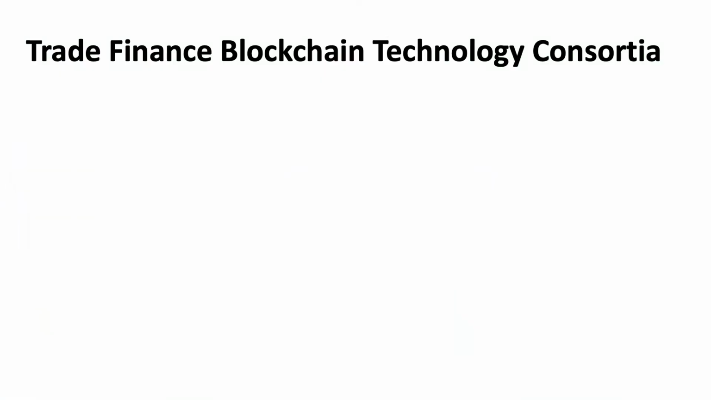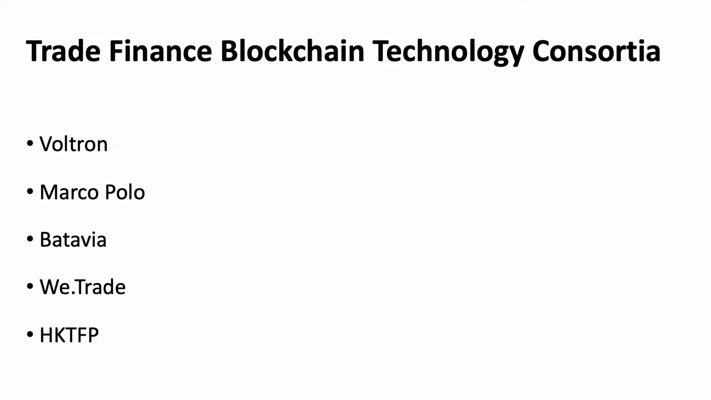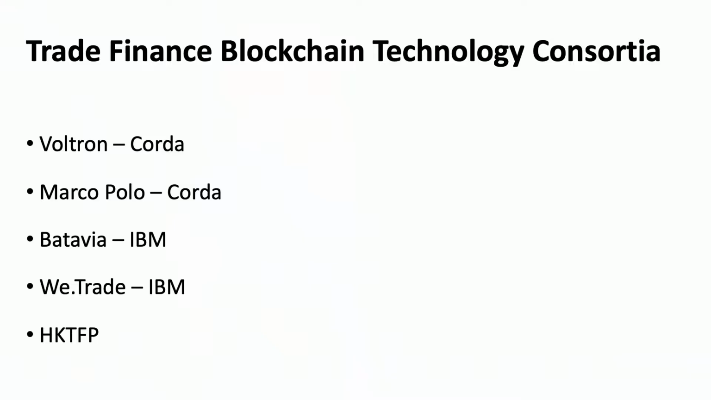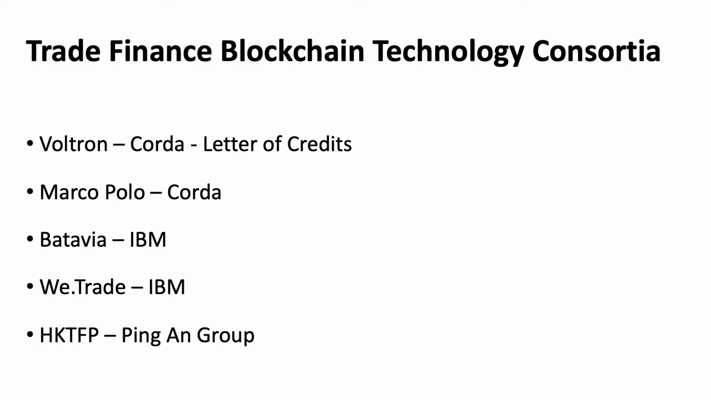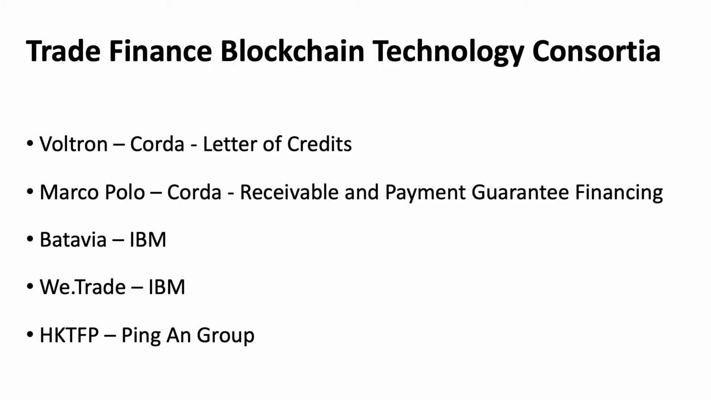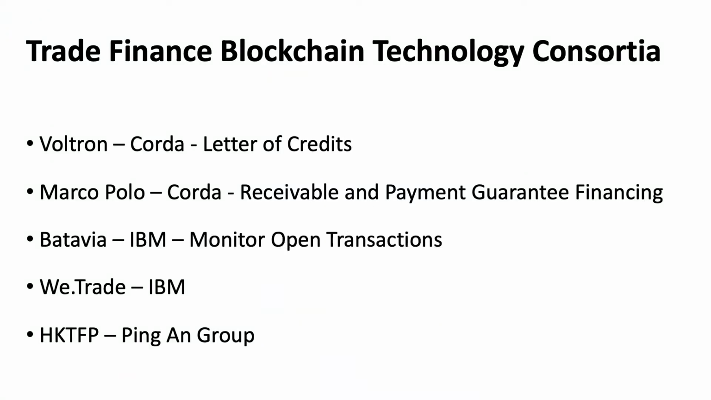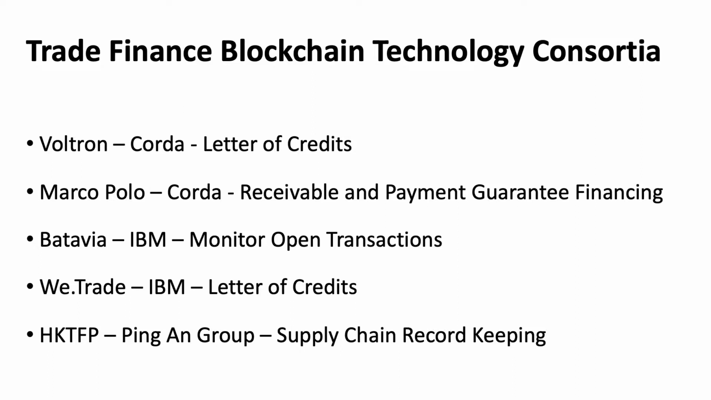Can I talk about some of the projects? So where are we? Well, there's 5 big consortia. 2 of them you can see are working on the Corda, the R3 Corda that we talked about earlier this semester. 2 on IBM. 1 that's on a Ping An group that we didn't talk about earlier this year. And so there's a letter of credit approach, receivables and payment guarantee financing, which is a little bit different. This is, we already have receivables, how do we fund them? Monitoring open transactions and letters of credit. And then the Hong Kong group is the supply chain record keeping.